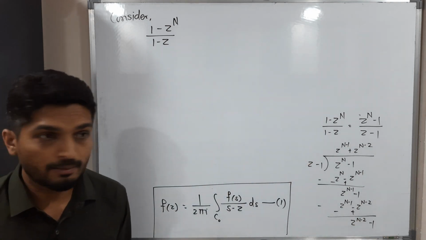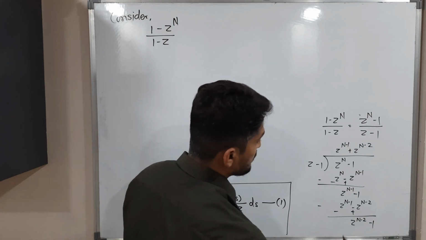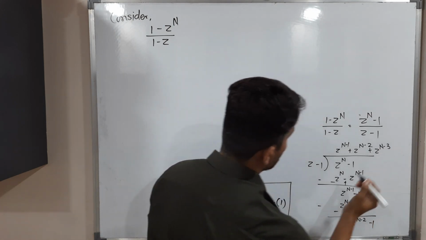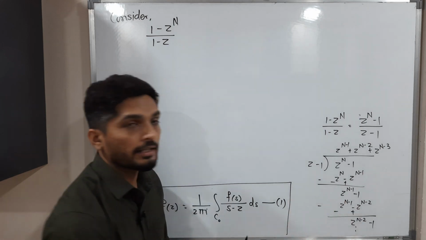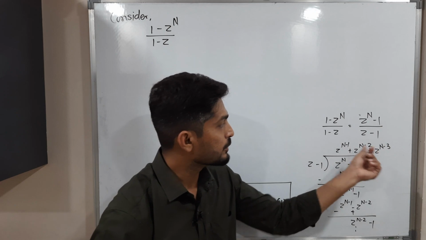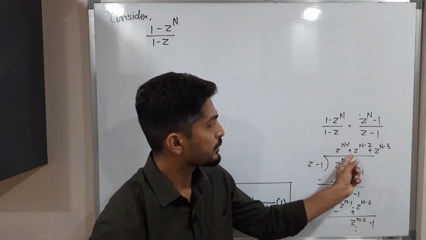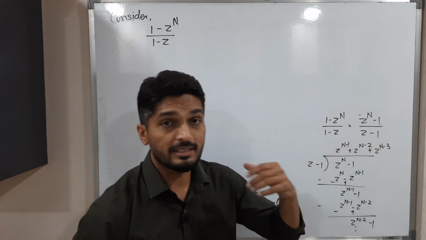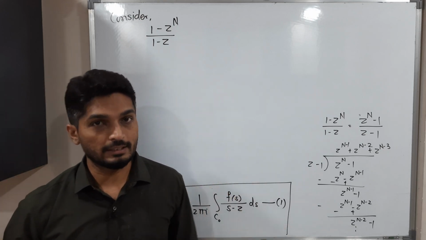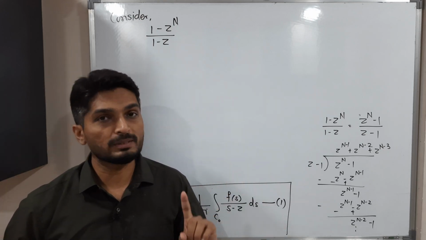Again we have to do the same thing. So z raised to n minus 2 we have to bring, so I should multiply by z raised to n minus 3. In this way we will continue. Did you notice one thing? The powers are reducing: z raised to n minus 1, z raised to n minus 2, z raised to n minus 3 and so on. It will continue up to power 0. Z raised to 0 means 1.